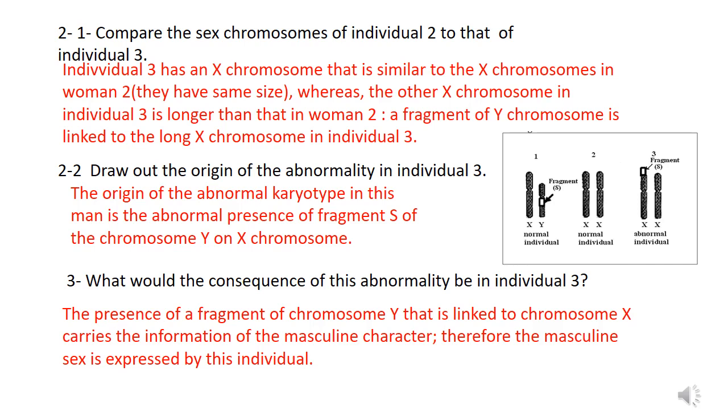What would the consequence of this abnormality be in individual 3? So, what will be the result of this abnormality? The presence of a fragment of chromosome Y that is linked to chromosome X carries the information of the masculine character. Therefore, the male sex is going to be expressed by this individual.